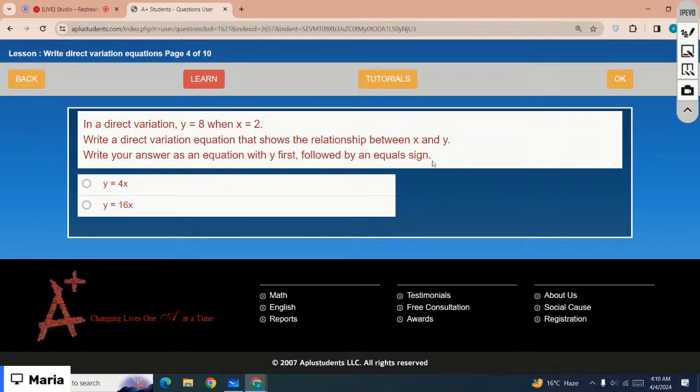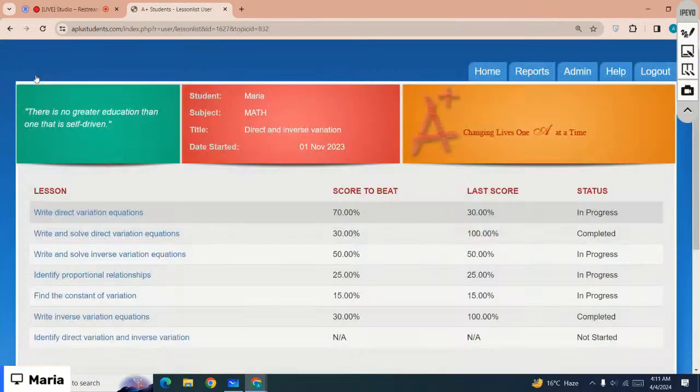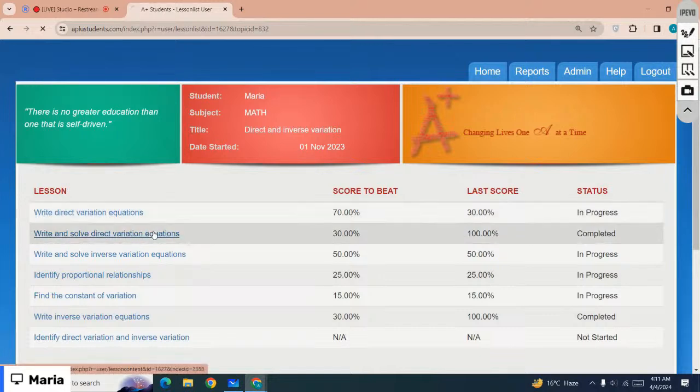Yes, that is y equals 4x. Very good. Okay, you can complete the lesson by yourself later today. Let me just move on to the next lesson. And the next lesson is write and solve direct variation equations.